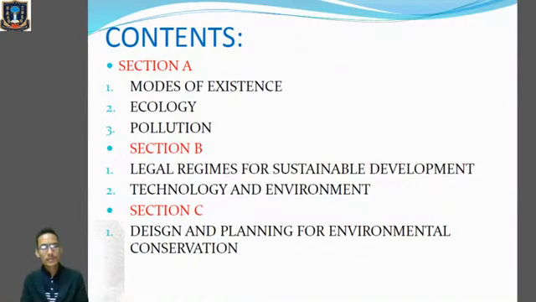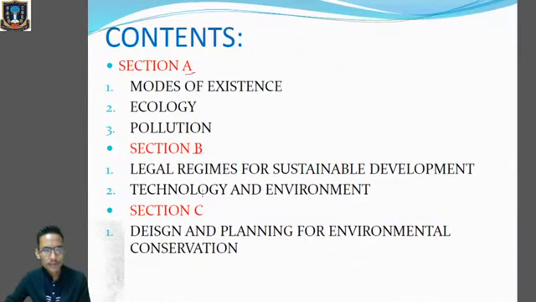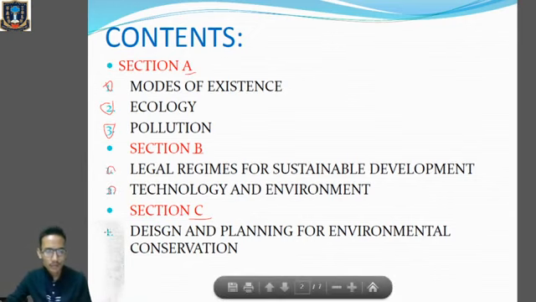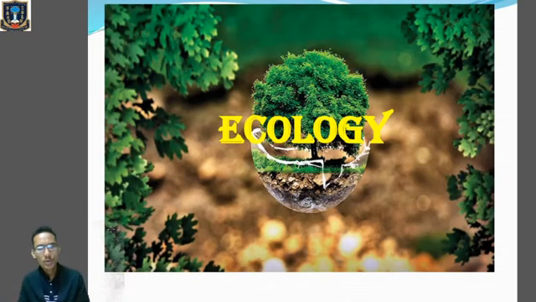So we have got 3 sections. Section A, okay, then we have got section B and section C. So in section A we have got the chapters mode of existence, ecology and pollution. In section B we have got legal regimes for sustainable development and technology and environment. And in section C we have got the chapter design and planning for environmental conservation. So today we will start with the second chapter, that is ecology.